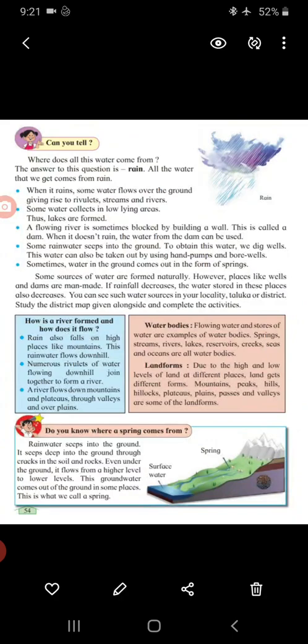Third point over, that is dam. This is called a dam. When it does not rain, the water from the dam can be used. Next point. Some rainwater seeps into the ground.